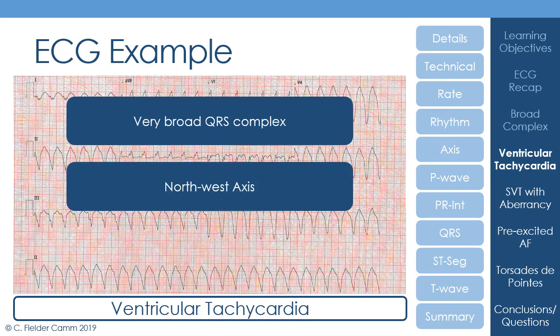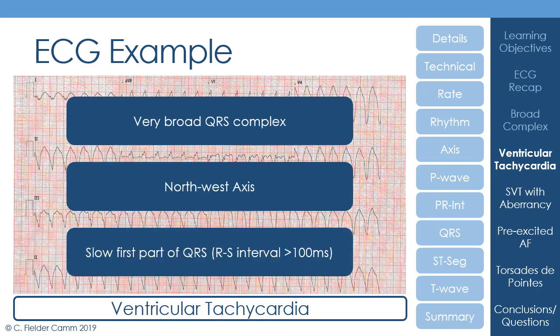You've got this northwest axis, which is just not part of either the left or right bundle branch block. And you've got that slow first part of the QRS. So this, what is called an RS interval, is greater than 100 milliseconds.